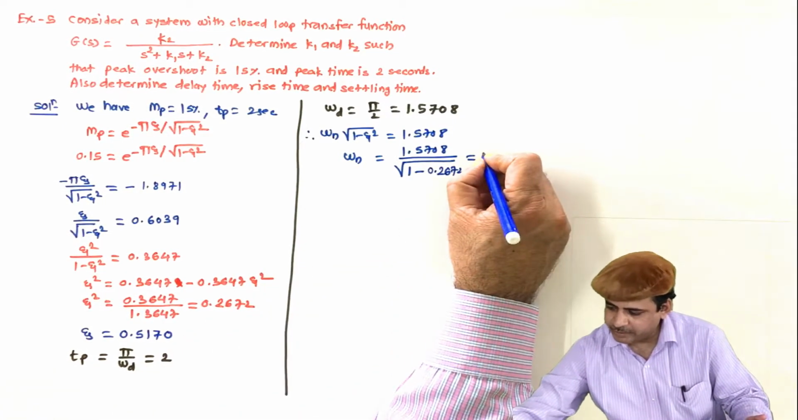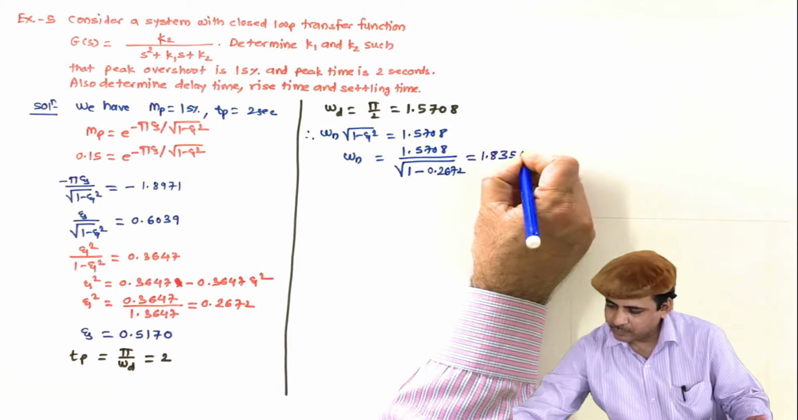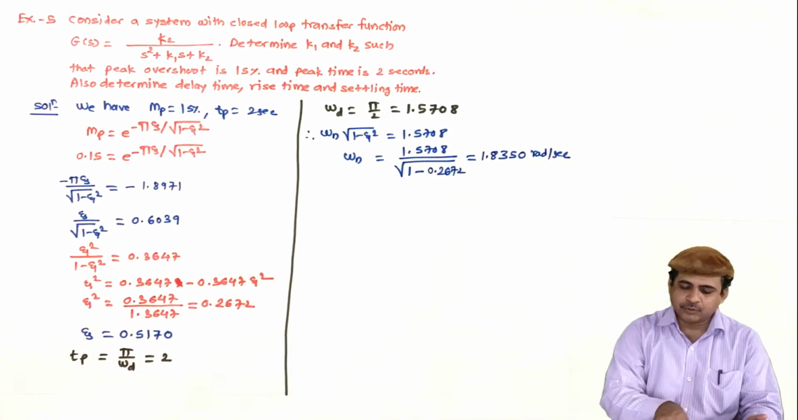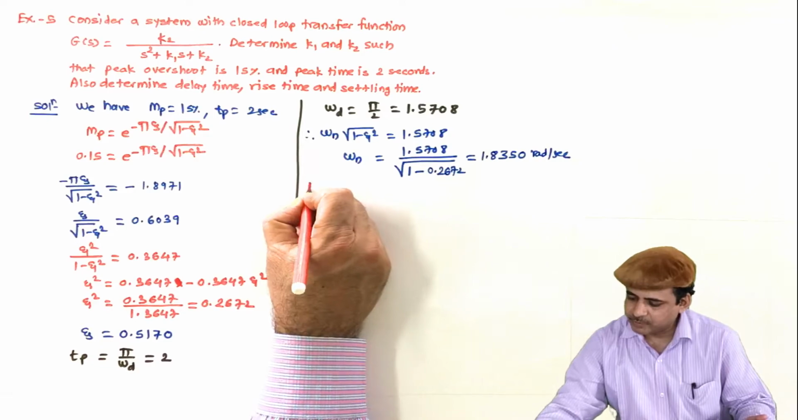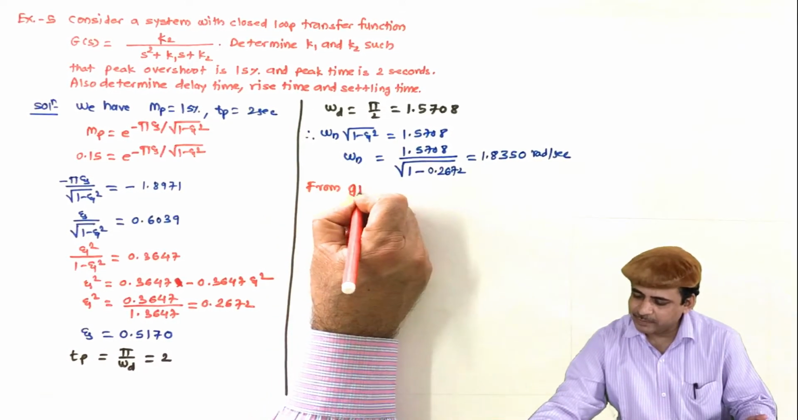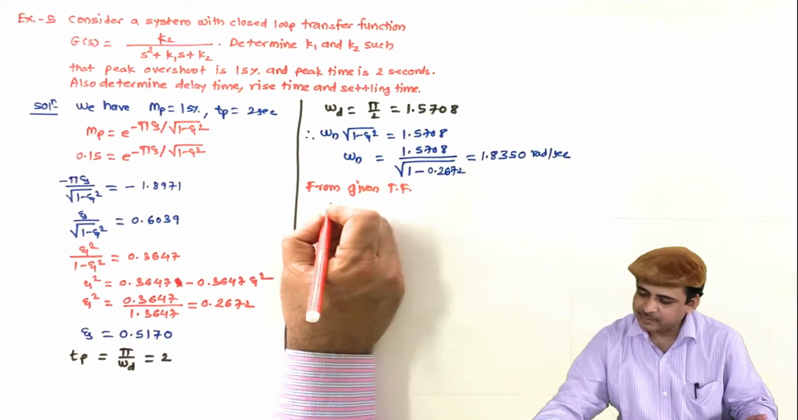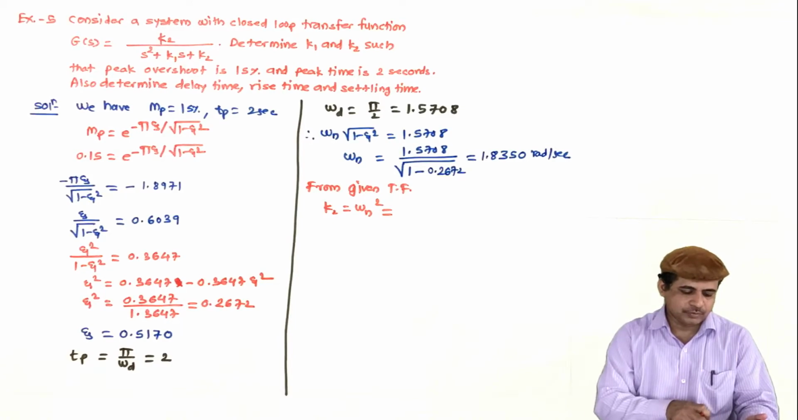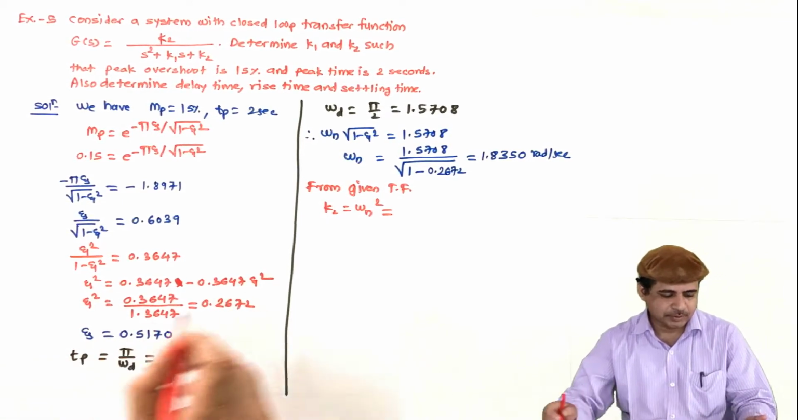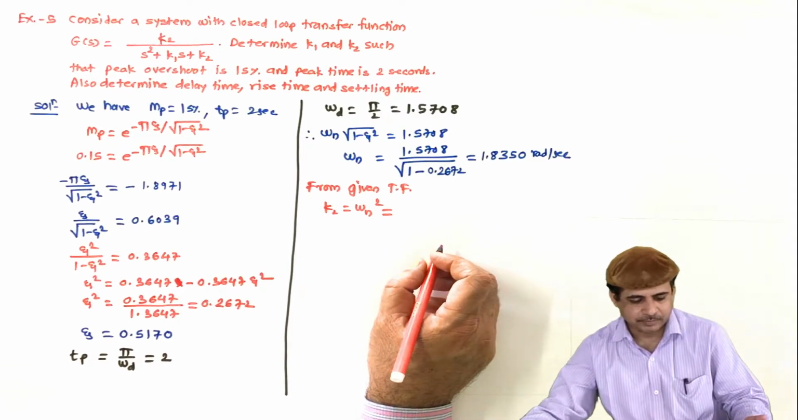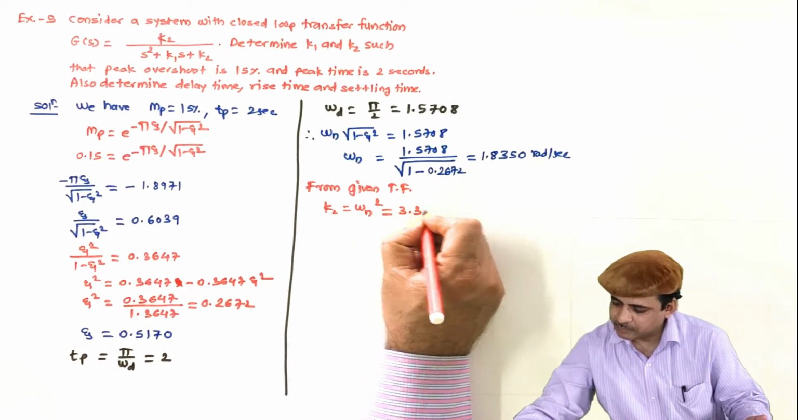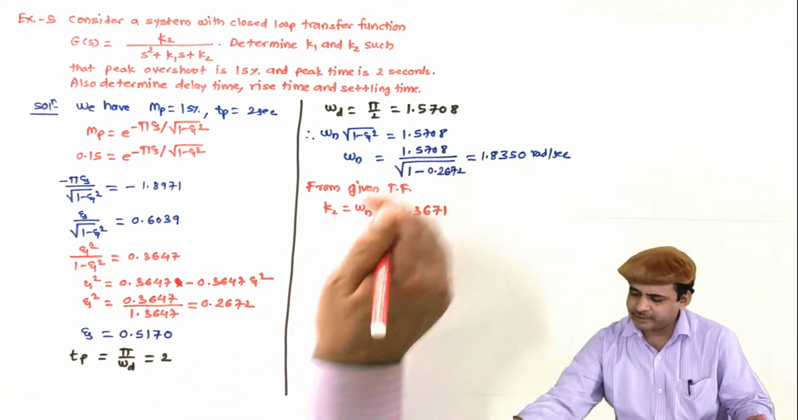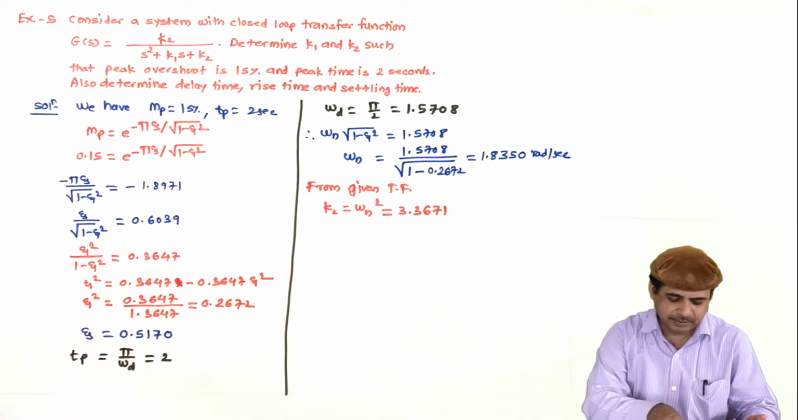So it is 1.8350 omega n, radian per second. And now comparing it with the given transfer function, k2 is equal to omega n square, equal to 3.3671. Minor changes may appear if we take it more accurately.